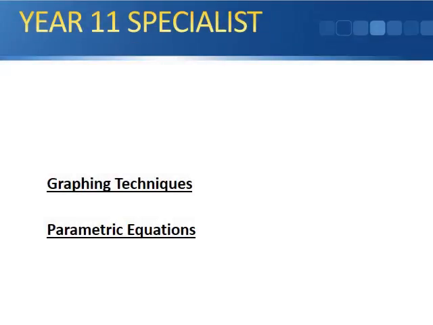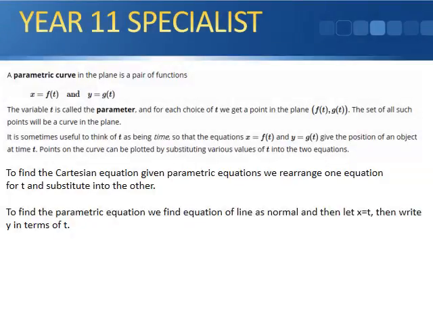Parametric equations. Parametric equations are just functions in the form of t. The easiest way to work out a parametric equation, if you're given a Cartesian equation, or the Cartesian equation if you're given a parametric equation, is to rearrange one of the equations and substitute it for t.